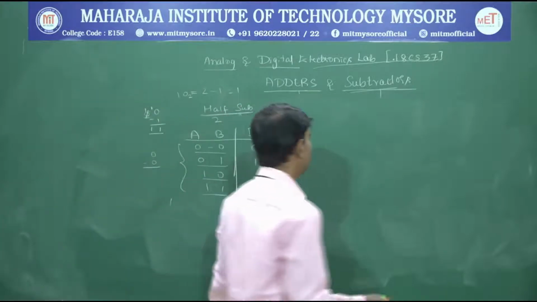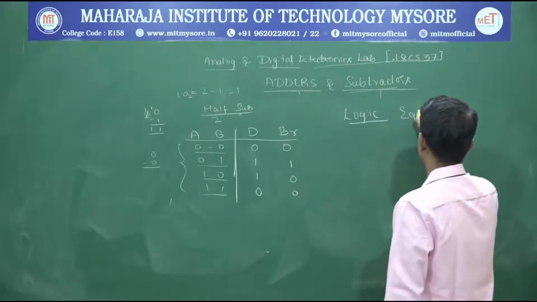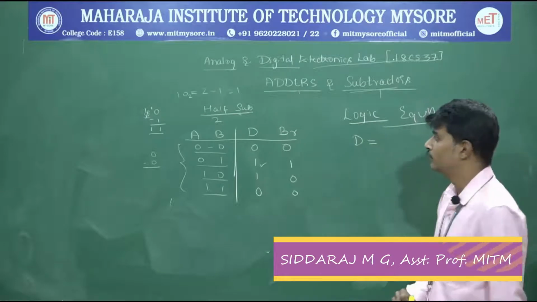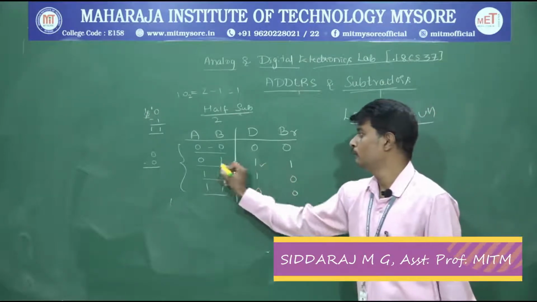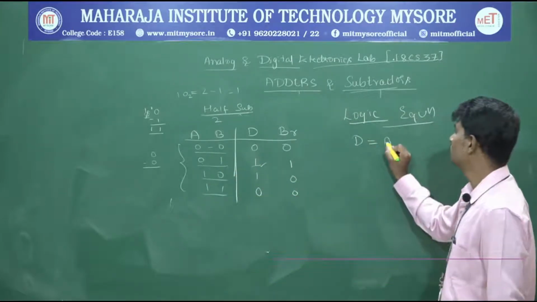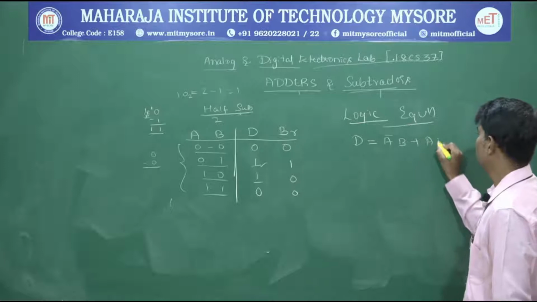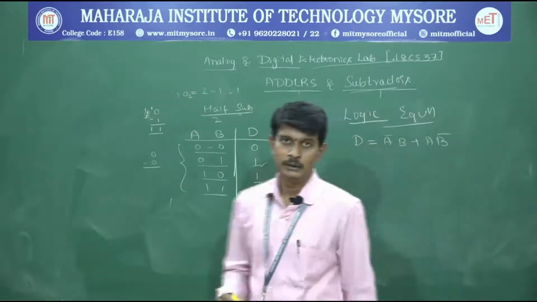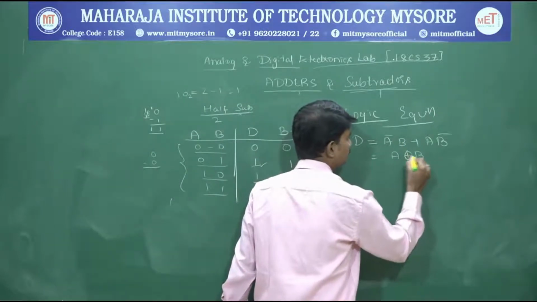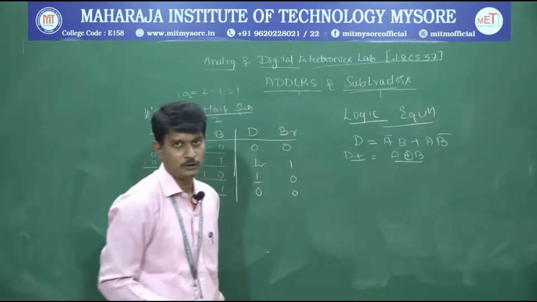So let's write a logical equation for the difference and borrow. First the equation for the difference. I'm going to take the input combinations where the difference is high. For these combinations, I'll have A bar B, and for this one A B bar. As we know, A bar B plus A B bar always ends up as A XOR B itself. So I can easily say that the difference is nothing but A XOR B.